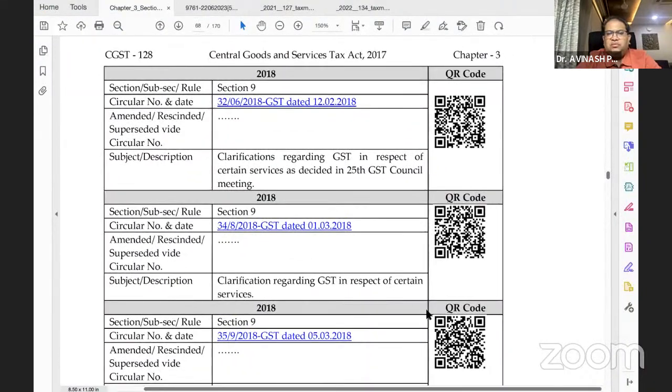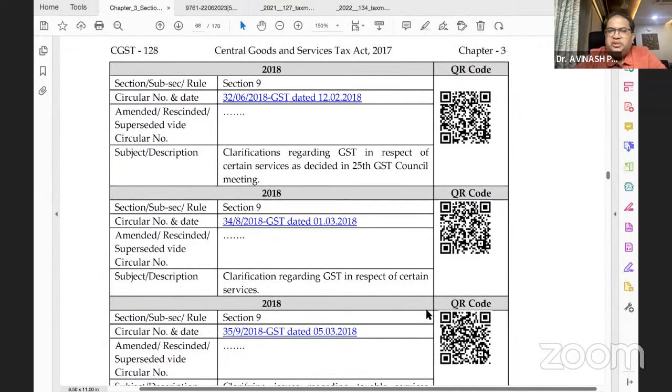I don't think we'll be able to cover the circulars because there are too many circulars in this section. Anyways, next is 32 of 2018. Let me just open it up. It's again a big circular.